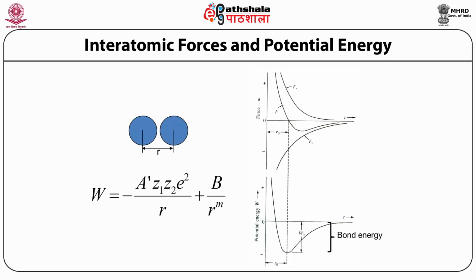Interatomic forces and potential energy. When two atoms are brought together, the force between the two varies as a function of their separation, that is R, which is shown in this figure. This can be plotted, which is shown on the right hand side. When the separation is large, there is a net attractive force between the atoms, dominated by Fa, which is negative. And when the separation is small, the atoms repel each other, dominated by Fr, which is positive.